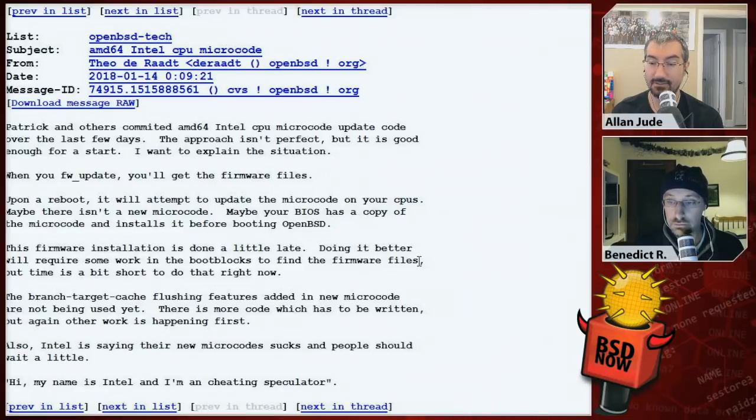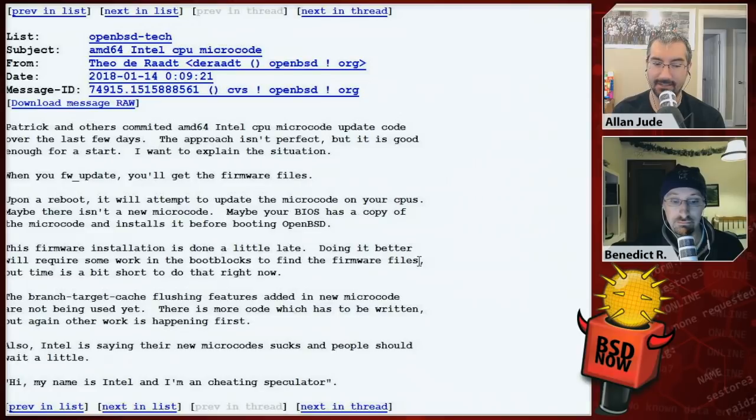Also, Intel is saying that their new microcode sucks and people should wait a little bit. If you remember last week, we talked about Intel having released some new microcode and then calling it back because it could cause the CPUs to randomly reboot. Well, they've since released new microcode and then called that back because it was causing unexpected page faults. And they've asked Lenovo to stop distributing the newer firmware for the ThinkPads that included it. So yeah, eventually there will be microcode that you'll actually want to install. We'll have to see when that is.